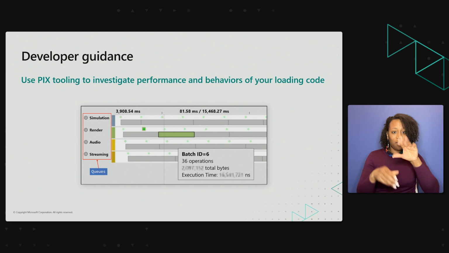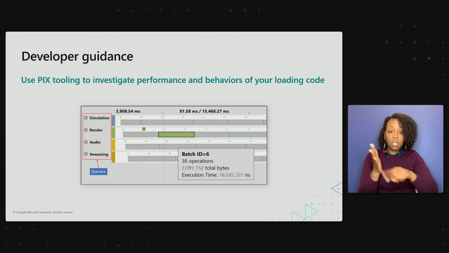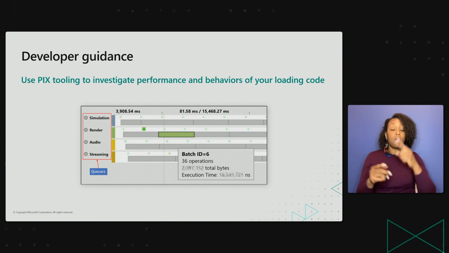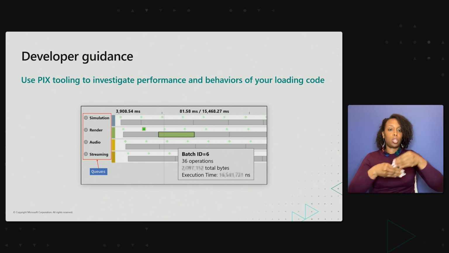You can see what all the different threads are doing in your app. You can also check out context switches to find out where time is being spent. And you can really optimize your loading code and get an entire story of what's happening just from a PIX capture. So I encourage you to download this tool and try it out.